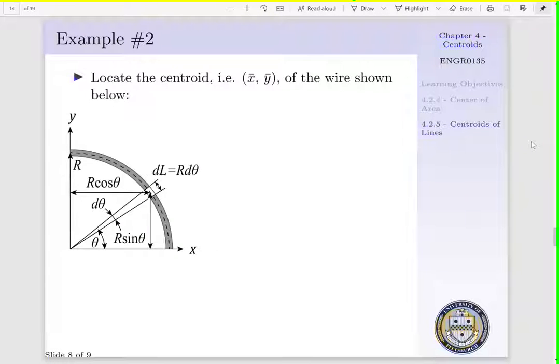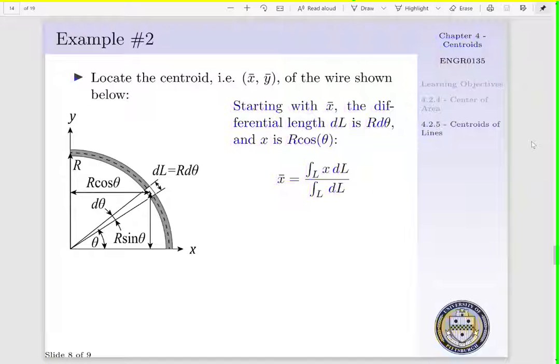To see this in application, let's determine the centroid, i.e. x bar and y bar, of the wire shown below. We have a wire with a radius r that goes from 0 to 90 degrees. To begin, we'll look at x bar, and to do such, we will need to determine a differential length. Our differential length is drawn on the image below. The differential length is just a segment of our arc length. That is, dl would be equal to r, our radius, times d theta. D theta is a small swath of an angle that we will trace out. X in this situation is simply r cosine theta.